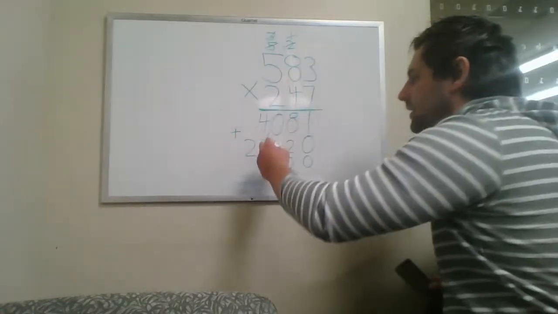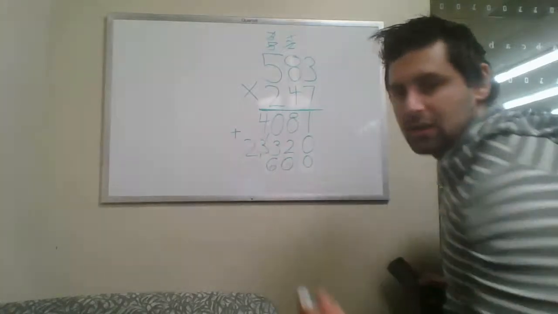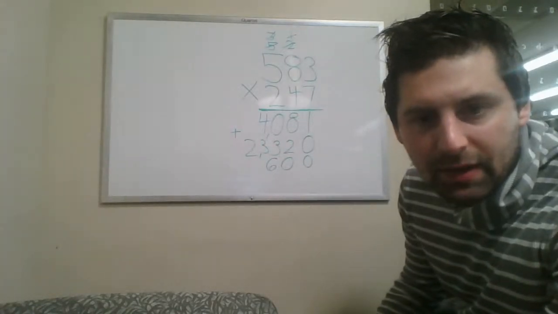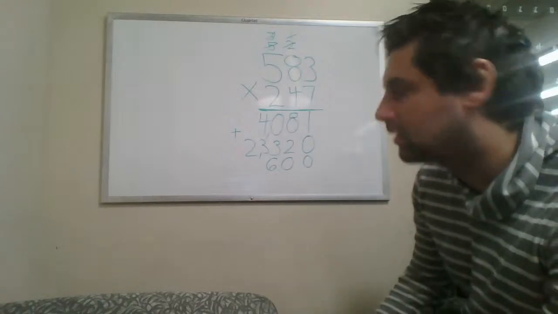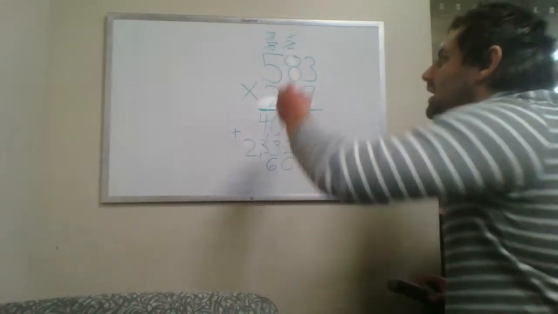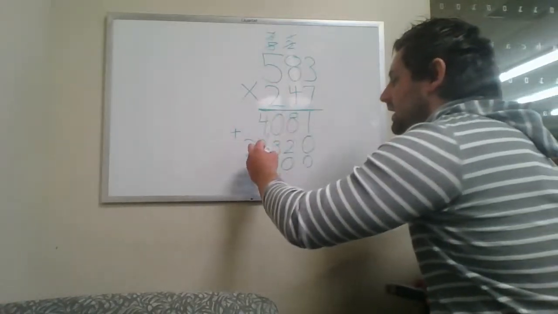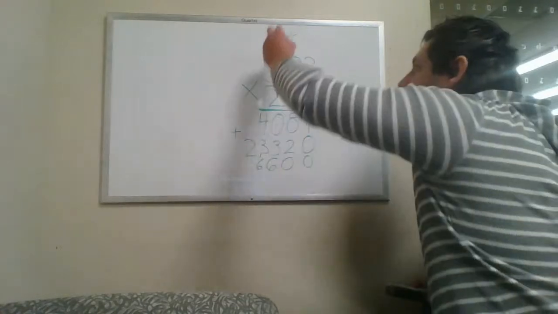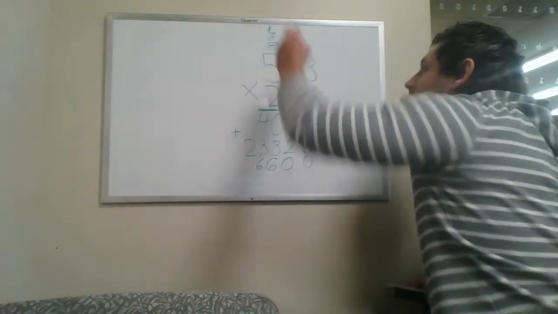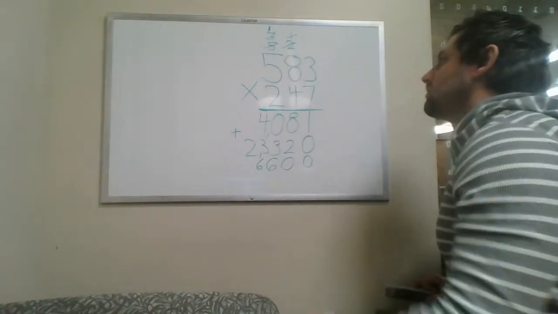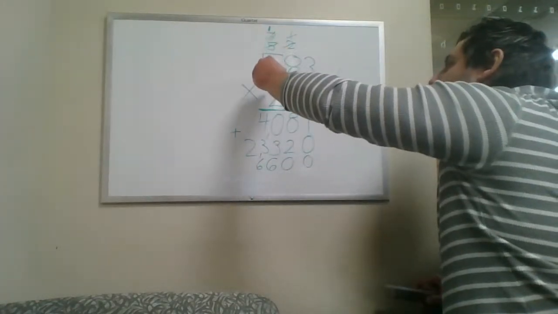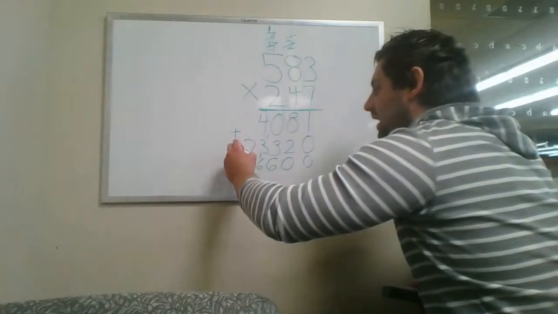Now 3 times 2 equals 6. We do not need to regroup here because our product is less than 10. We only regroup if our product is 10 or more. 8 times 2 equals 16. Here we will need to regroup. 6 carry the 1. 5 times 2 equals 10, plus 1 equals 11.